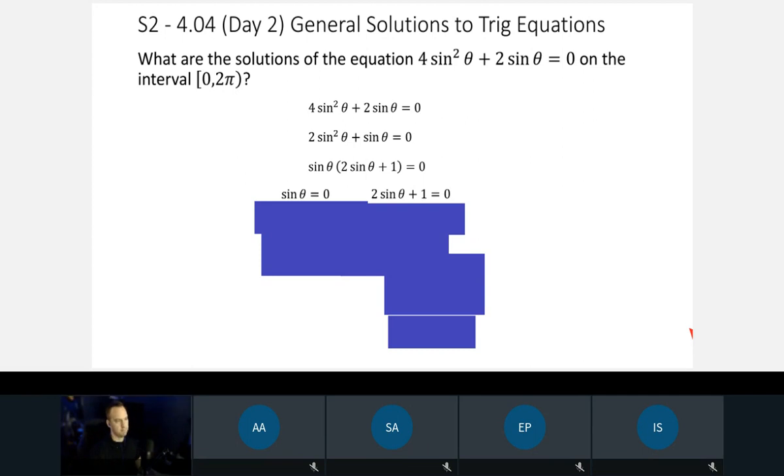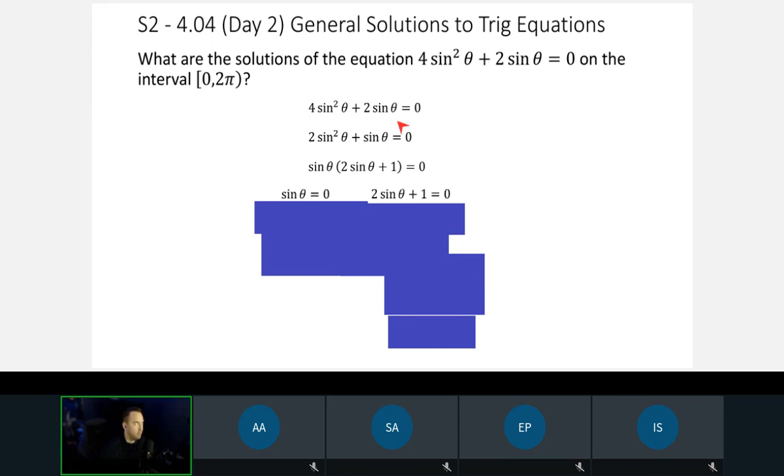All right. So for sine theta equals 0, what did you all get for this one? Now, if you only got 1 of the answers, just go ahead and put that 1 answer. That's okay. I'm going to guess if you got only 0, you probably typed it in and you didn't use your unit circle, right?